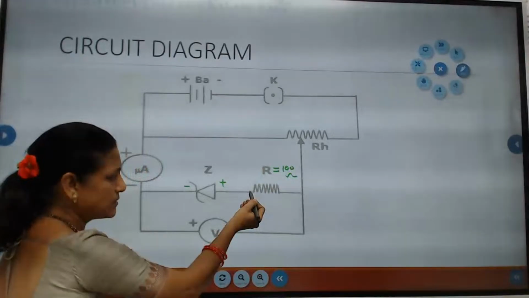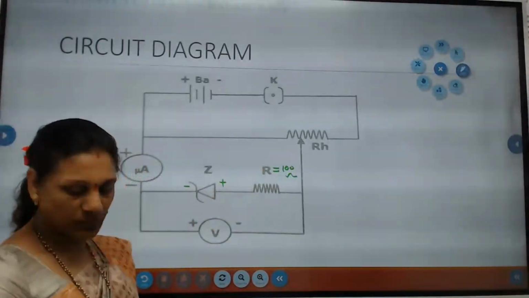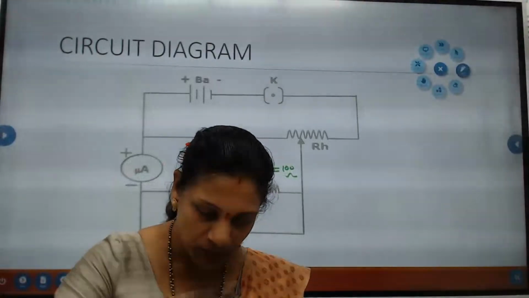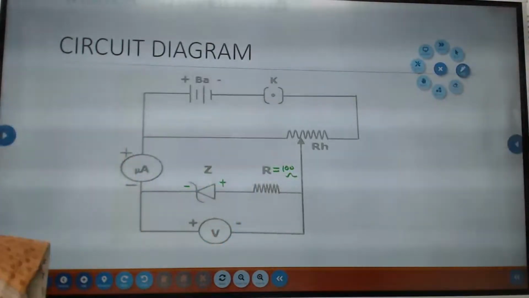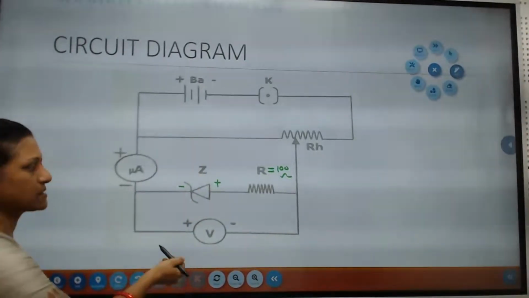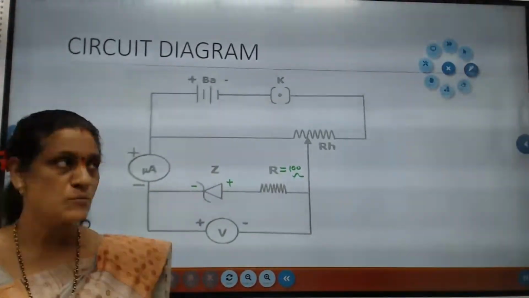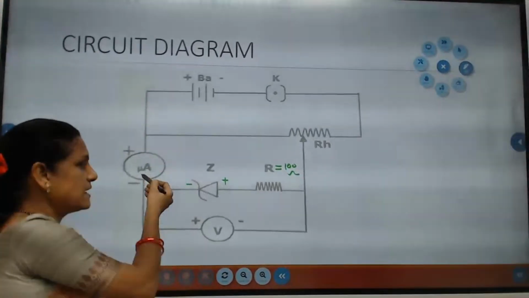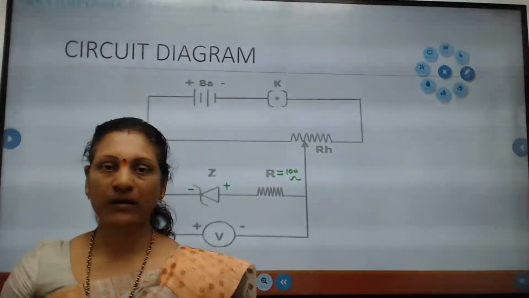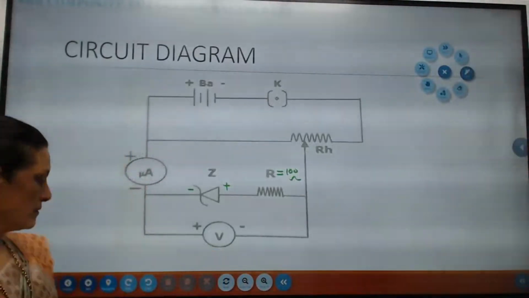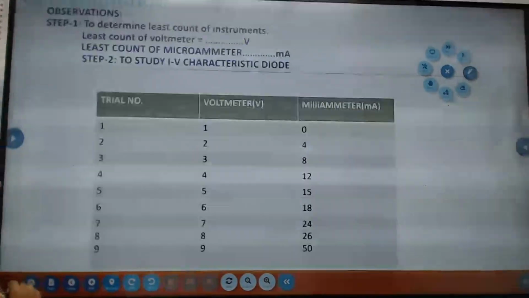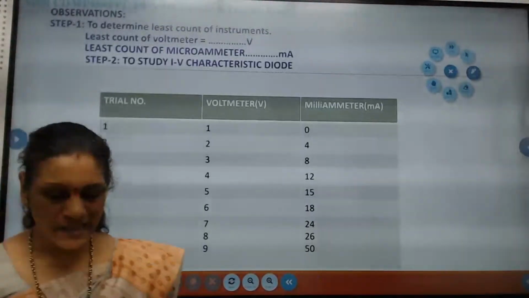Then from this other terminal you have to connect to the positive of the diode. After connecting this, we have to check that our Zener diode is in reverse bias. What is the meaning of reverse bias? Positive of the battery is connected to the negative of the Zener diode, which means it is connected to the cathode terminal. Then I want to take the trials now.